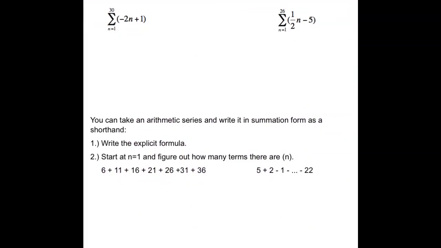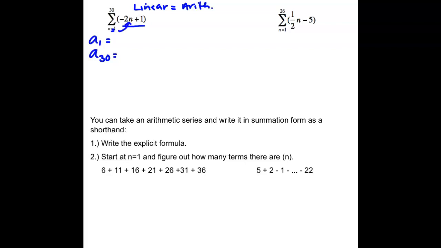So 2 more examples. Again, in both cases, we have linear expressions for our explicit formula. Since this is linear, it means it's an arithmetic sequence of numbers, so we can add them up using our summation formula for an arithmetic series. All right, we start out with n equaling 1, and we're going up to 30. So we need to find the first term and the 30th term.